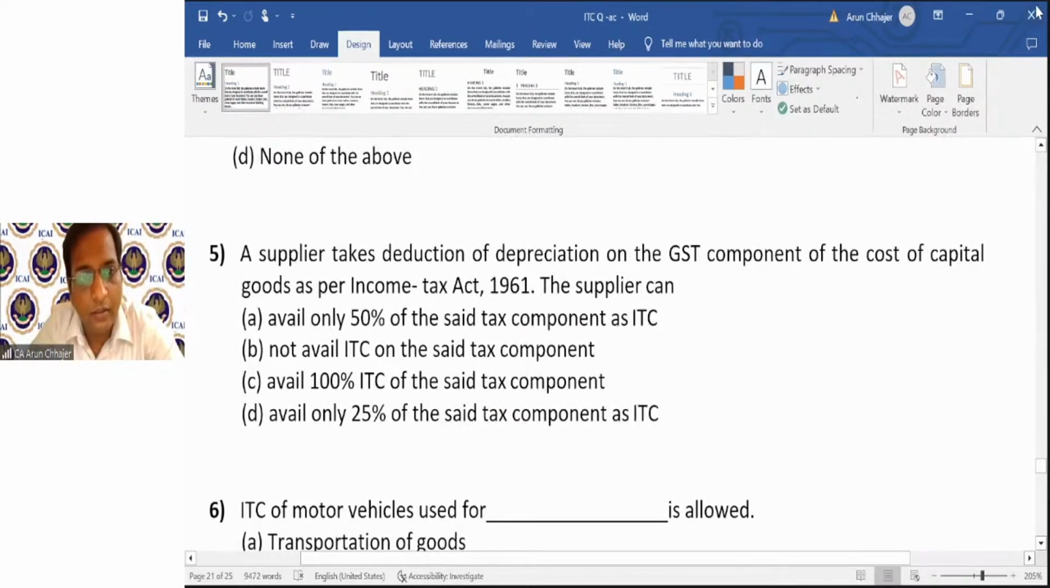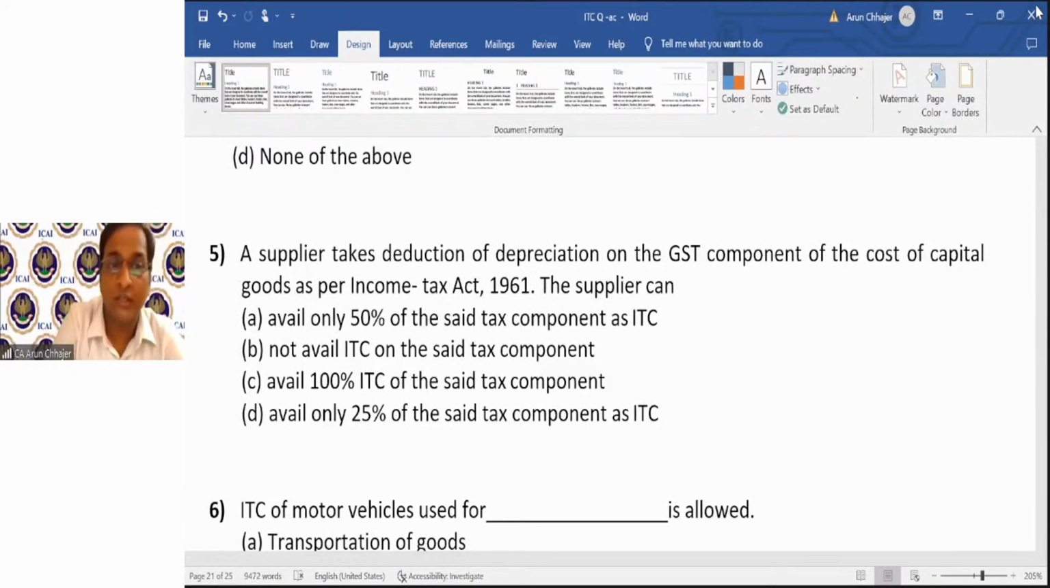Supplier takes deduction of the depreciation on the GST component of the cost of capital goods as per the income tax. The supplier can avail only 50% of the said component. What is the question? Supplier takes the depreciation on the GST. The supplier can avail only 50% of the ITC of the GST, not avail the ITC on the said tax component, avail 100% ITC or only 25%.